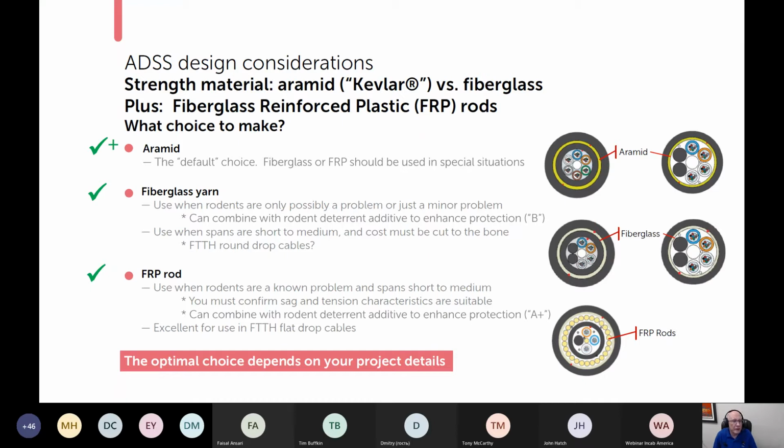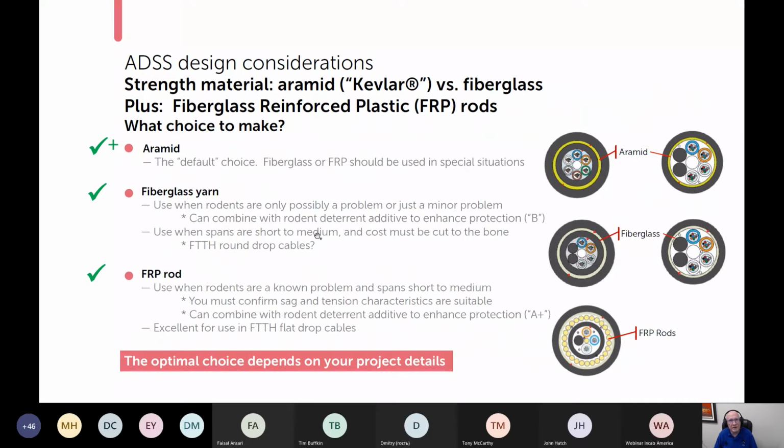Okay, so we've talked about the 3 choices for strength material. What should you use? And this is another example of the optimal choice depends upon what you're doing. Aramid should be your default choice. Really, you should use fiberglass or FRP rod in special cases. So fiberglass, if rodents are maybe just possibly a problem, or they're just more of a nuisance problem. And I mentioned before, you can add a rodent deterrent to the jacket material, and you can up your performance there. You should also limit it to short to medium spans.